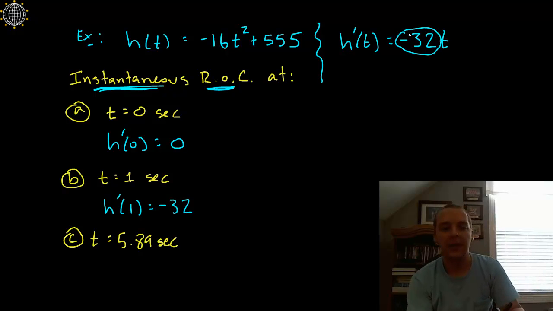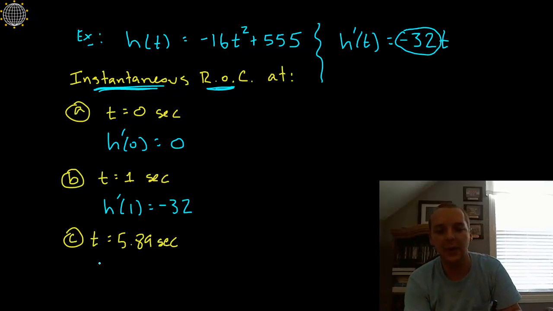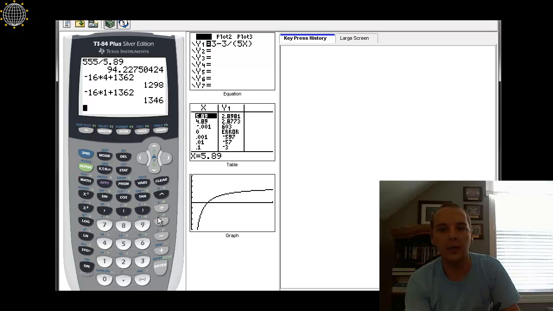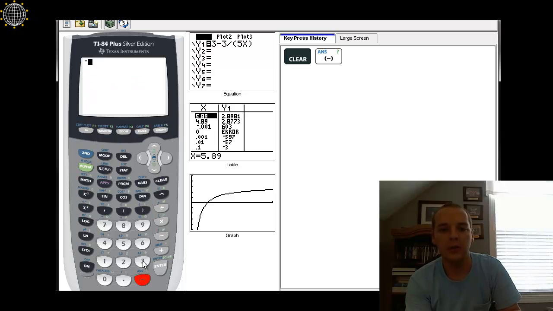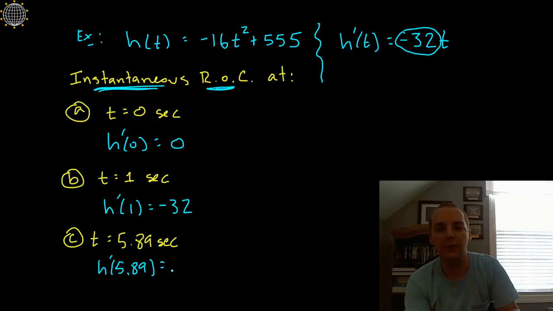But in any case, at 5.89, this is the second it slams into the ground. We're probably going to need our calculator for this one. We'll take 5.89 and plug it into negative 32t. So negative 32 times 5.89, and we get negative 188.48 feet per second. Okay, so we get those units there.